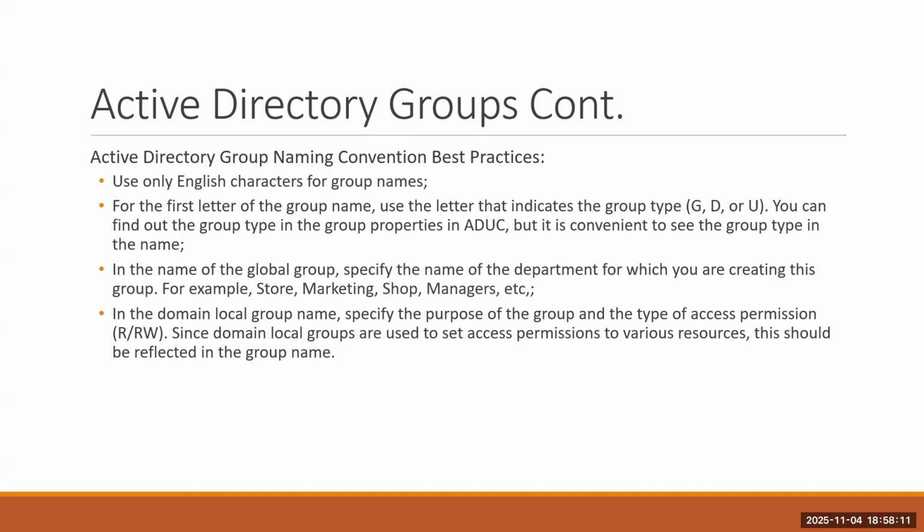And domain local group names specify the purpose of each group to have access permissions. So you would just literally write a small blip of what the group is for, and then you would want read or read write. That's what R and RW stand for. Like, what do you want them to be able to do? Since domain local groups are used to set access permissions to various resources, this should be reflected in the group name. But you would kind of know off the top of your head.